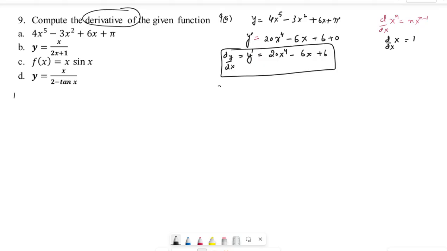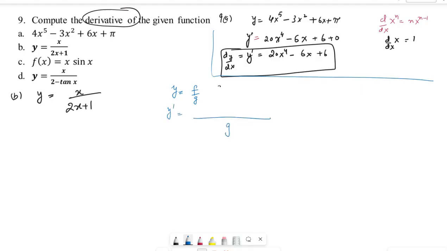Let's look at part B. This is a quotient function. So we are going to use the quotient rule. Remember, the quotient rule is if we have f by g, then y prime is the denominator squared, numerator's derivative times g minus numerator times g's derivative. So let's try for this function.